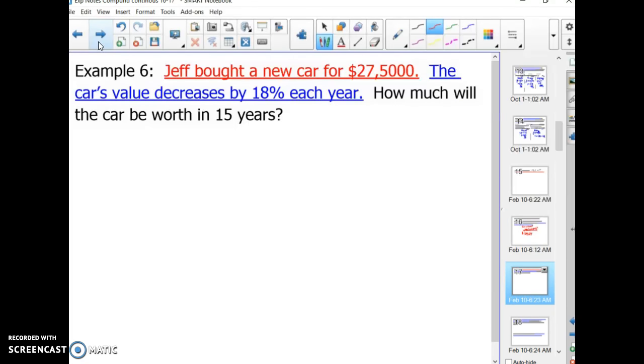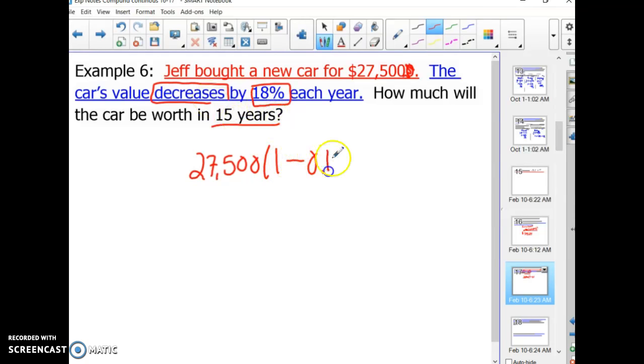So here's the next one. Jeff bought a new car for $27,500. The car decreases by 18% each year. How much is it worth in 15 years? So I gotta just plug and chug. I start off at $27,500, 1, and I decrease, so I want to take away that 18%, 0.18, and then it's going to 15 years. So I just plug and chug in a calculator.